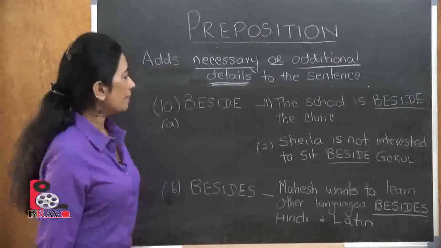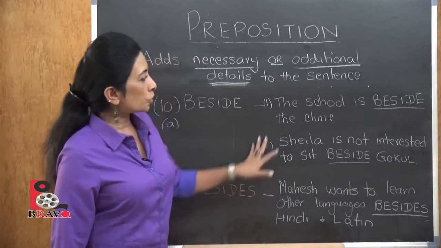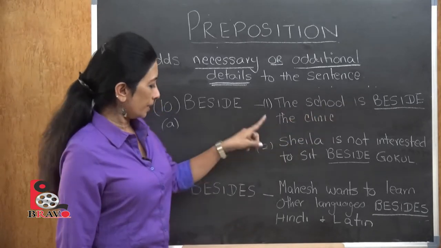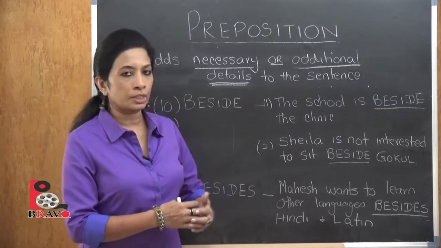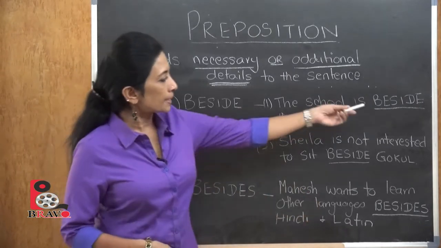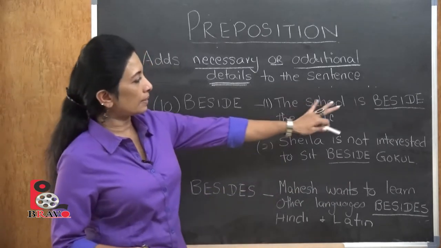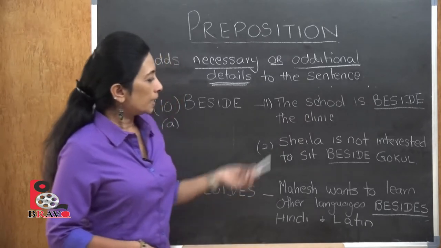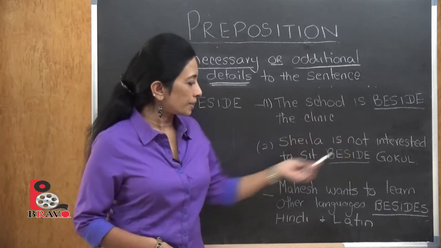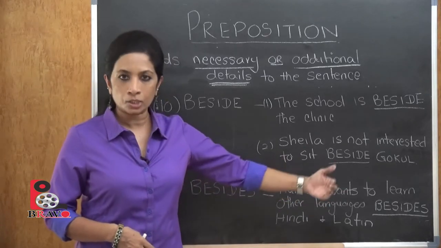The 10th word is beside. I've got two examples here. The school is beside the clinic. So when you say beside, it's like next to, adjoining. So the school is beside the clinic, its meaning is next to the clinic. But the more significant way of explaining is with the word beside. Sheila is not interested to sit beside Gokul. That means she is not interested to sit next to Gokul.